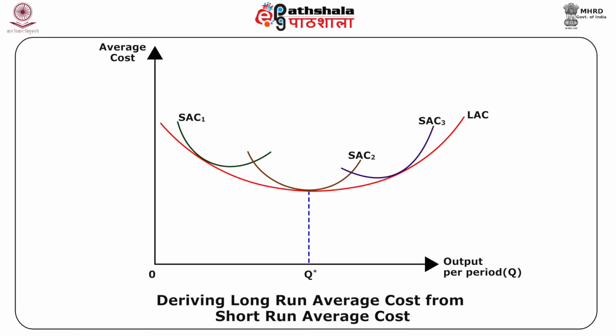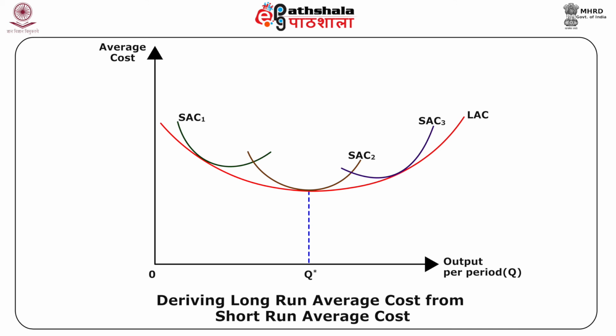Q star is the output level at which LAC is minimum. At this point, the minimum of SAC is tangent to the minimum of LAC. To the left of Q star, the point of tangency of SAC and LAC is on the falling part of LAC. This is because LAC is negatively sloped till Q star and hence it will be tangent to the negatively sloped part of SAC. Similarly, to the right of Q star, the points of tangency between SAC and LAC will be on the rising part of both curves.